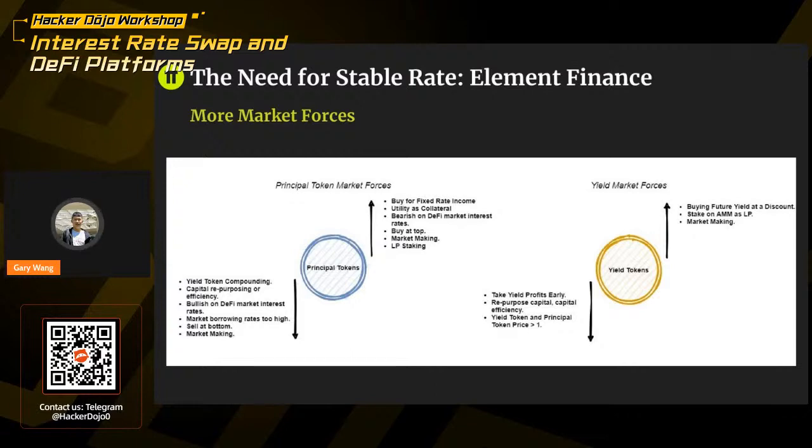If you're going to short the principal tokens, you may fall into one of the following categories. Firstly, maybe you are doing the yield token compounding. Yield token compounding is another feature that Element Finance has that I will explain in the next slide. So if you do the yield token compounding, you are shorting the principal tokens. If you long principal tokens, you are going bearish on DeFi market rates. If you short the principal tokens, you are going bullish on the DeFi market interest rates instead, because they are opposite directions.